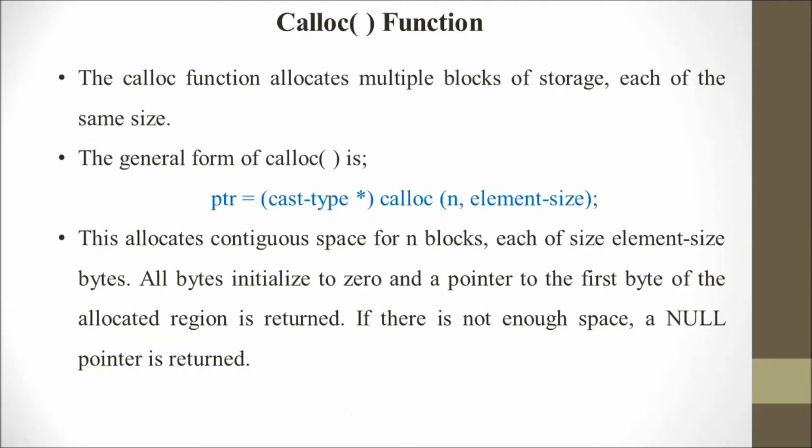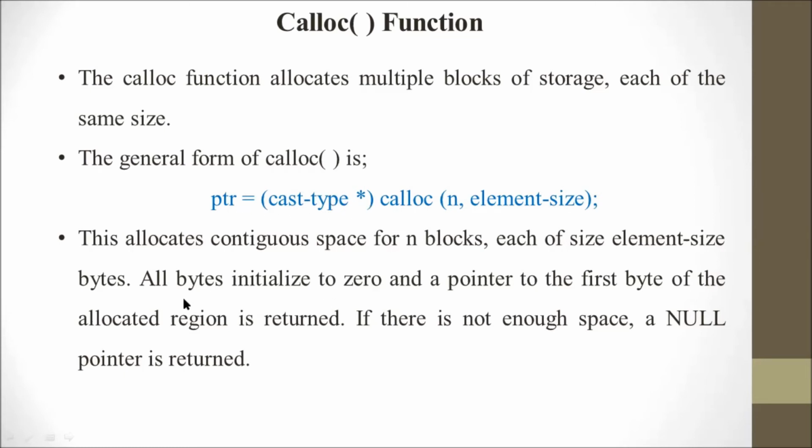Calloc function. The calloc function allocates multiple blocks of storage, each of the same size. The general form of calloc is: pointer = (cast type *) calloc(n, element size). This allocates contiguous space for n blocks, each of size element size bytes. This is the element size and this is the n variable, and this size is assigned to the pointer, which is the cast type pointer.